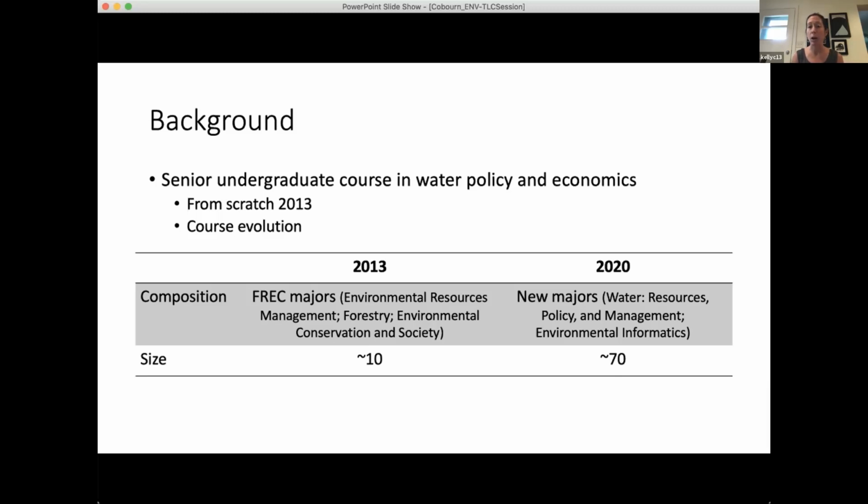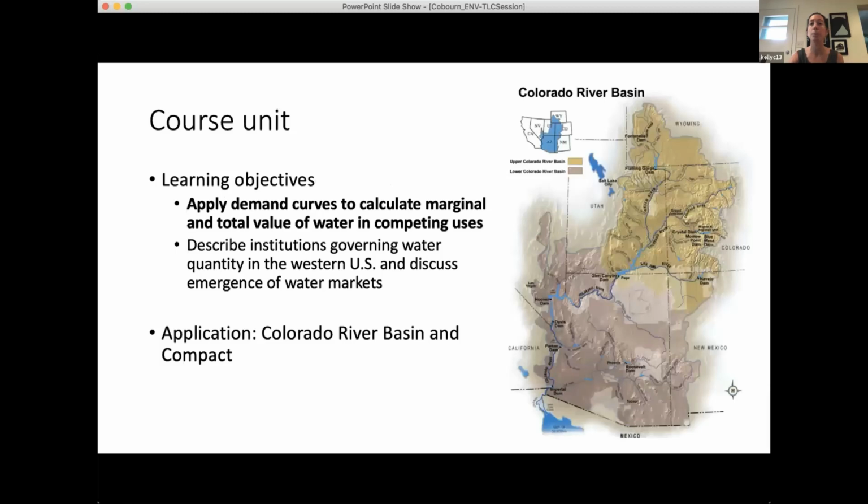It's worth noting also that even though the composition has shifted over time, these are not generally students who are studying economics or majoring in economics. They are interested generally in natural resource management problems. And so that really has affected the way that I've implemented the game as well.